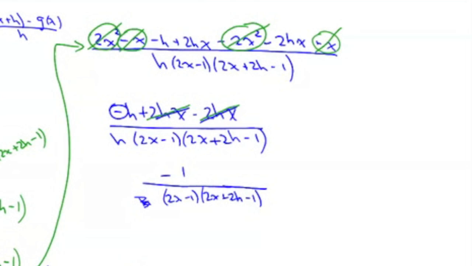Don't expand the bottom. Leave it just like that. Because what happens is, when you let h equal 0, then this becomes 2x minus 1 times 2x minus 1, better known as 2x minus 1 squared. It's much better that way. Just leave the bottom alone. Tops are what you mess with in fractions, polynomial-wise. Bottoms you generally want to leave in factored form.